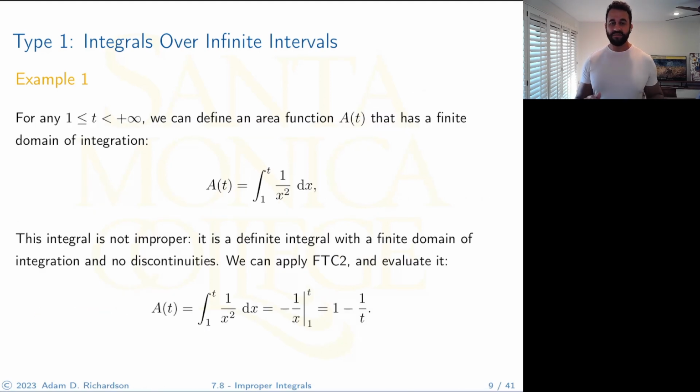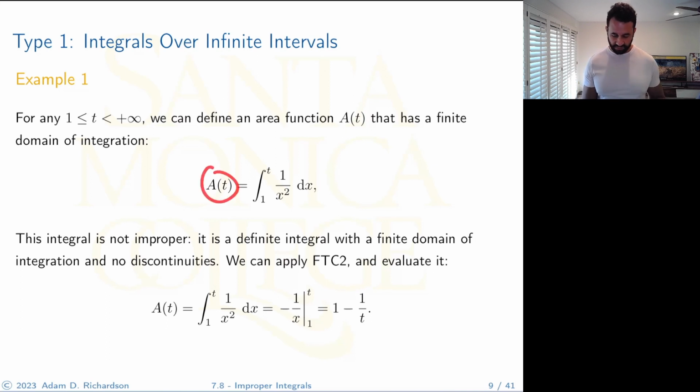Well, instead of taking infinity to be the upper bound, we're just going to call an upper bound t. And we're going to let t be any number greater than or equal to 1 but less than infinity. And when we do that, we can define an area function, A of t. This is that area so far function that you talk a lot about at the end of Calc 1, the area so far function.